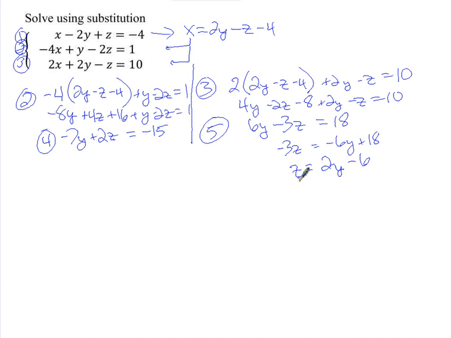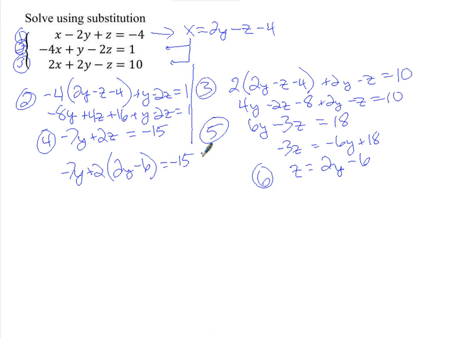So now I know what z is, and I have an equation that has just two variables, z and y. I can take this. If you wanted to label this one number 6, you can. You don't have to, though. But I know what z is, so I can take it and substitute it in right there. We can label this one number 6. Take z and substitute it in to number 4. We have negative 7y plus 2 times z, which is 2y minus 6 equals negative 15.